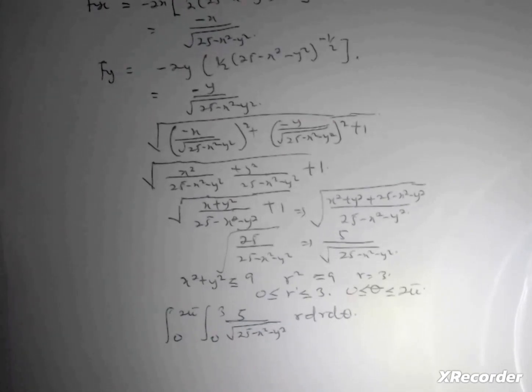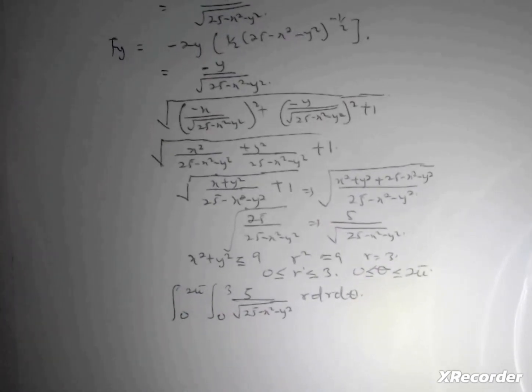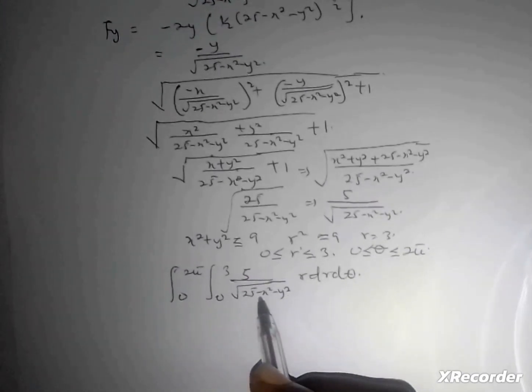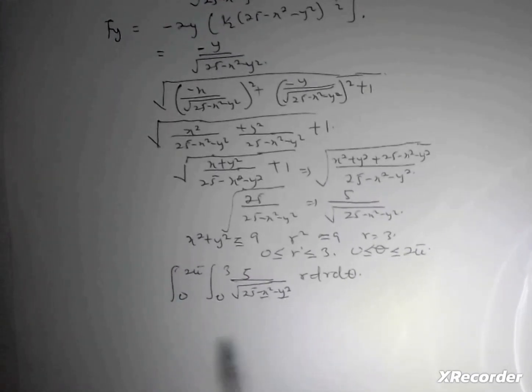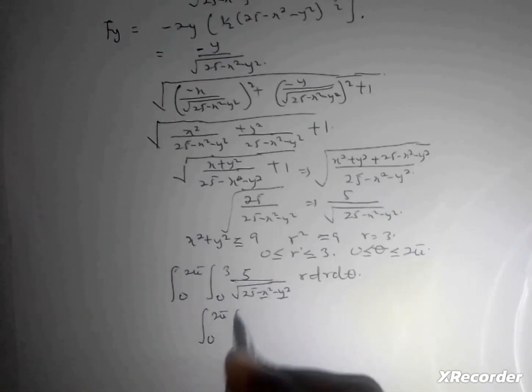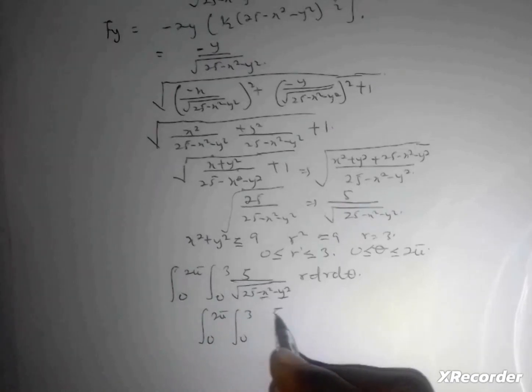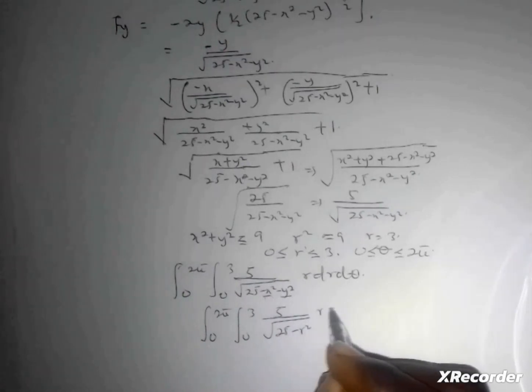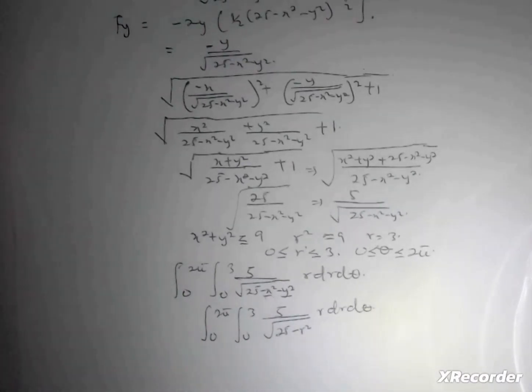Nicely. So once I get this, the next thing to do is my simple computations, right? So this, I still go by substitution. I'm going to integrate this with respect to r. But don't forget, this is x, this is y. We need to convert to polar coordinates before we can do that. So 0 to 2 pi, 0 to 3, 5 over the square root of 25 minus r squared, r dr d theta.